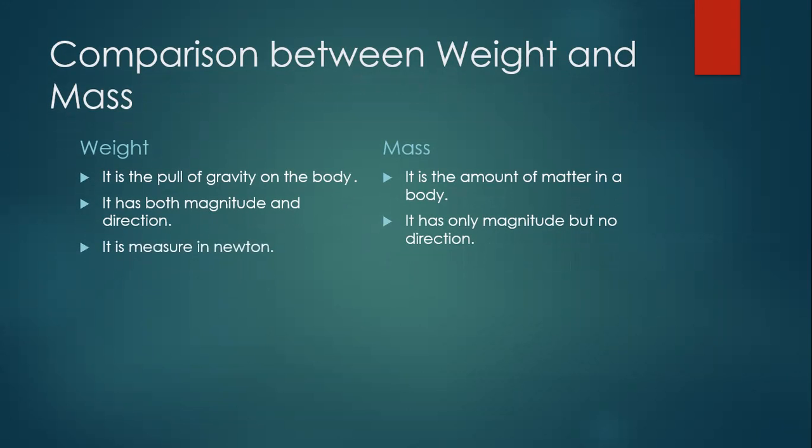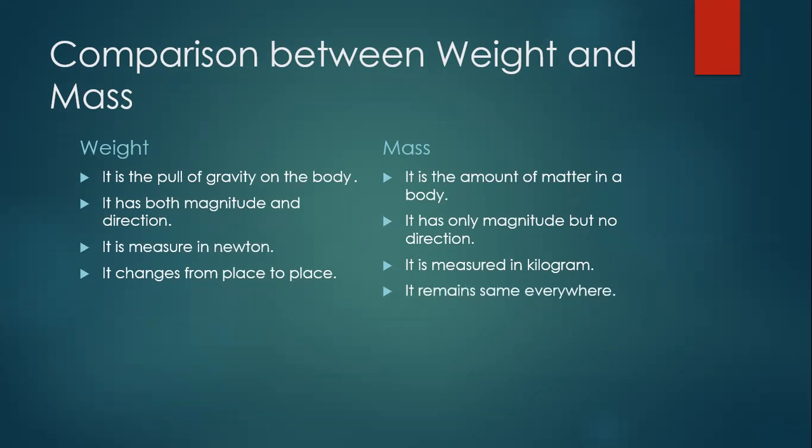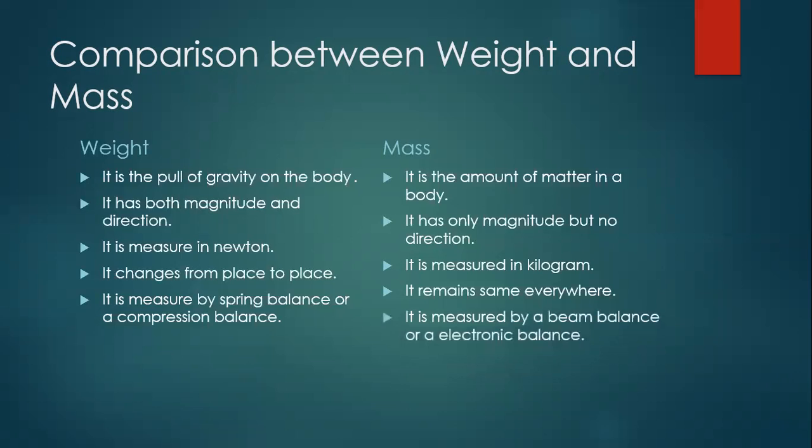Weight is measured in Newton, as I told you earlier, because it is a gravitational force, and mass is measured in kilogram. Next, weight can change from place to place. According to Newton's law of gravitation, acceleration due to gravity is inversely proportional to the square of the distance from the center of the earth. It means as we go away from the center of the earth, the value of g decreases. Mass remains the same everywhere. Mass is a constant quantity. Weight can be measured by means of a spring balance and a compression balance, which I told you earlier. On the other hand, mass can be measured by means of a beam balance or an electronic balance. These are the comparisons between weight and mass.